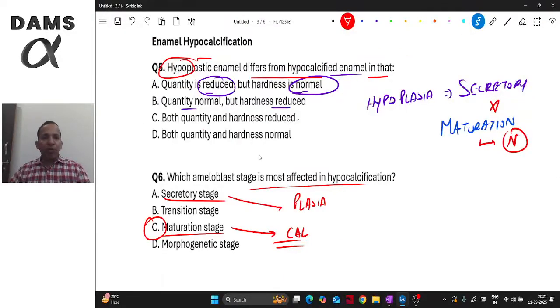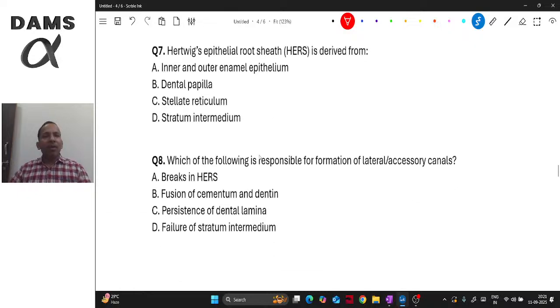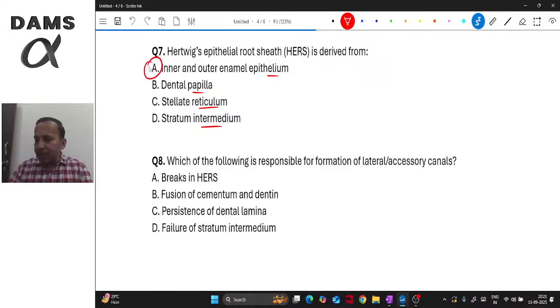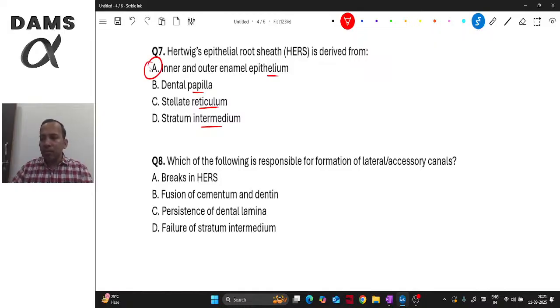So again, I have a couple of questions. Hertwig's epithelial root sheath is derived from: inner and outer enamel epithelium, dental papilla, stellate reticulum, or stratum intermedium. So which of these 4 do you think is the correct answer? We just discussed it, right? Hertwig's epithelial root sheath is derived from inner and outer enamel epithelium, isn't it? Yes, very good.